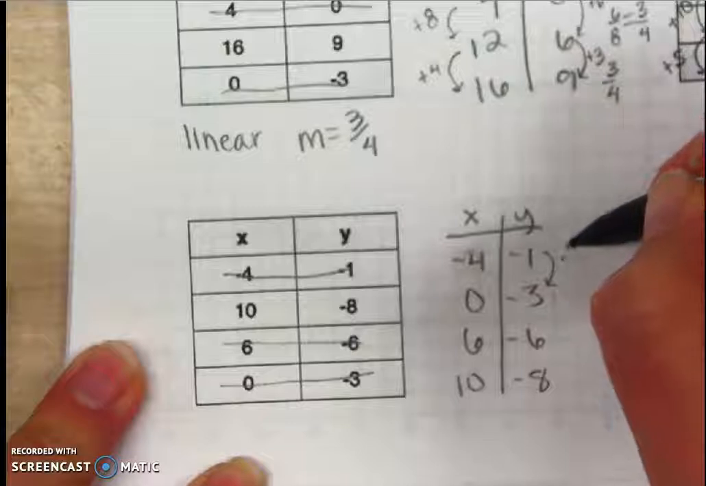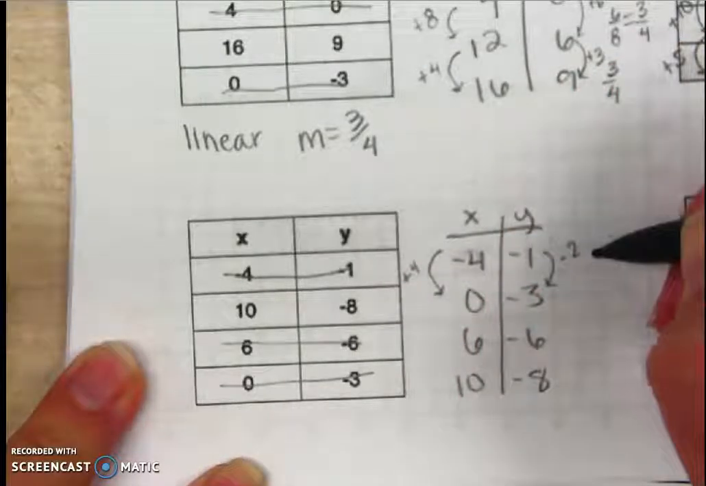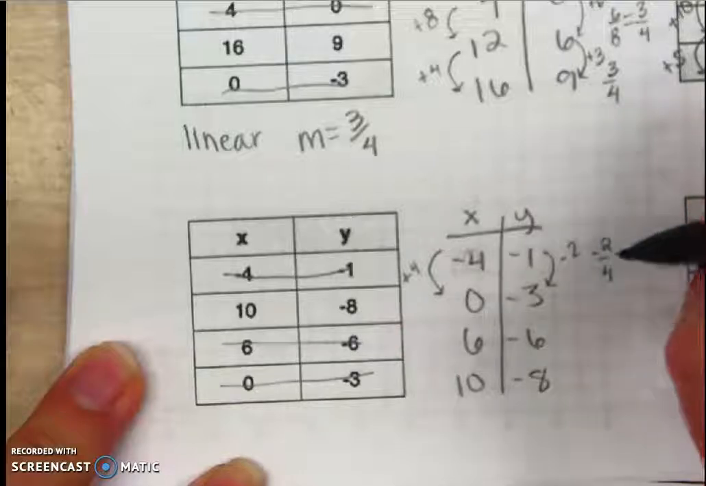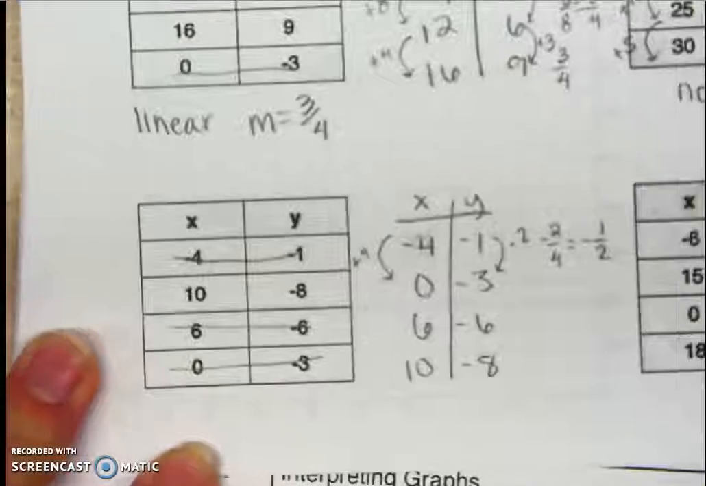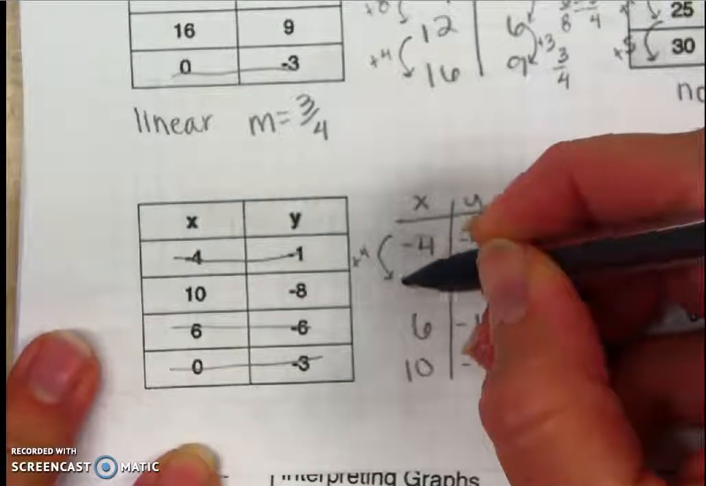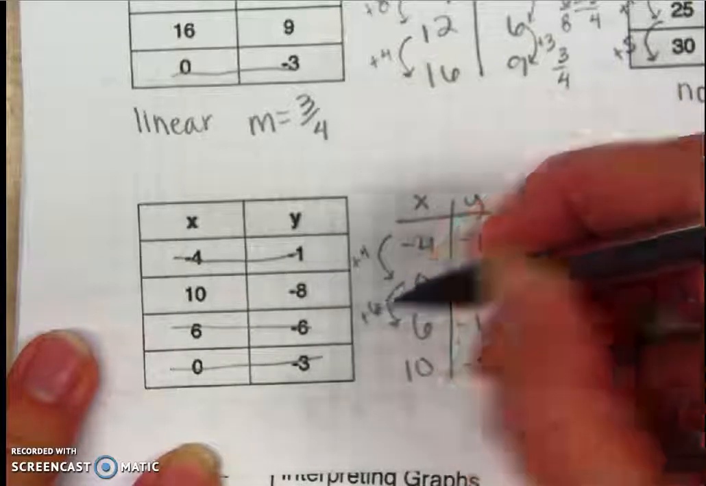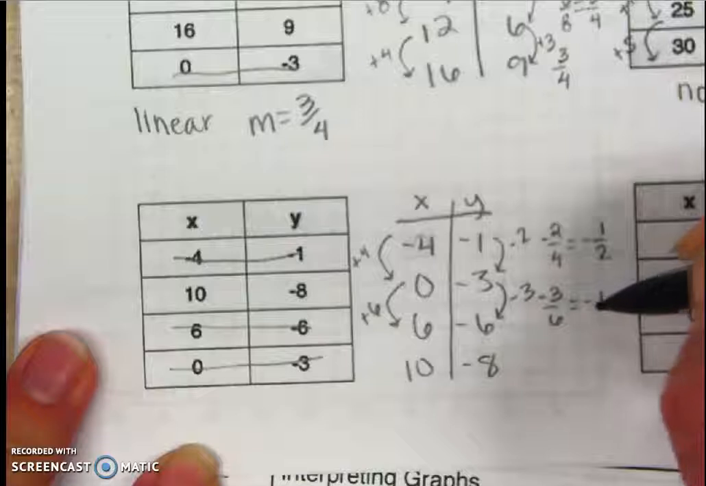From there to there, it's subtracting 2. From -4 to 0, they added 4. So that would be -2 over 4, which reduces to -1/2. All right, let's check the next one. From -3 to -6, they subtracted 3. From 0 to 6, they added 6. So that would be -3 over 6, which also reduces to -1/2.